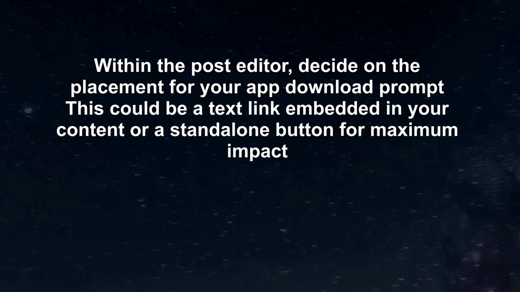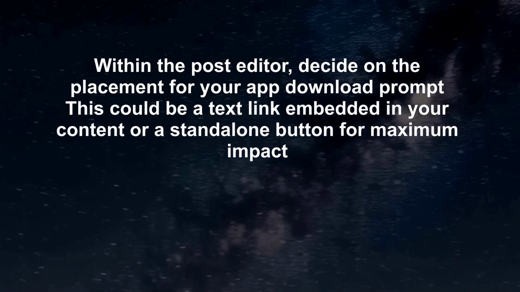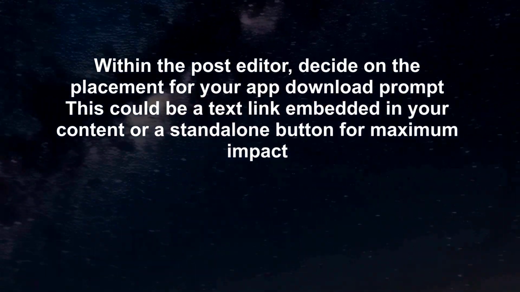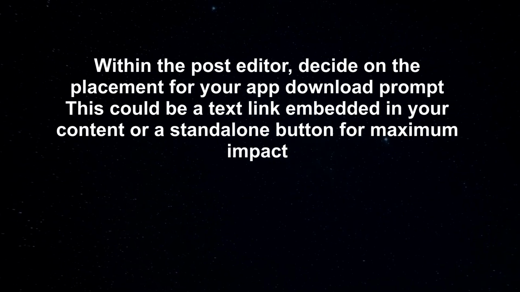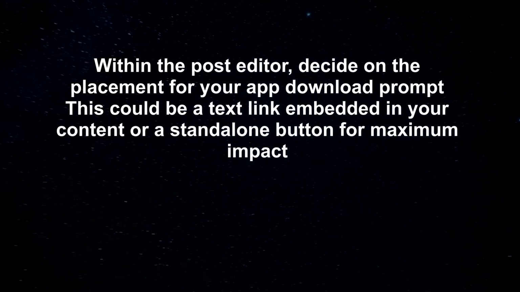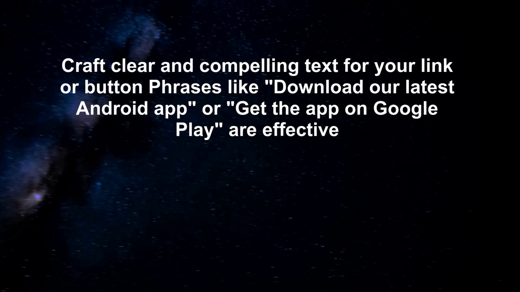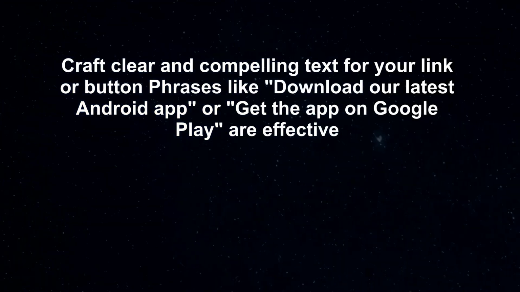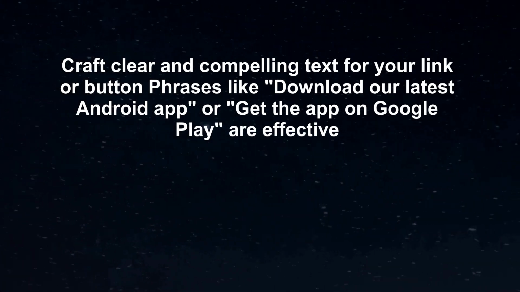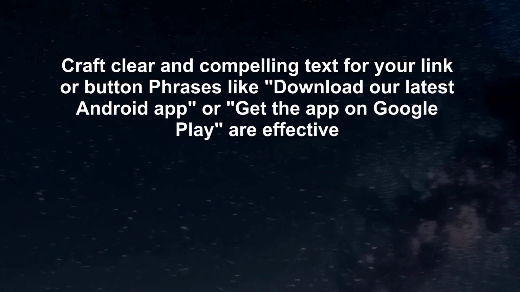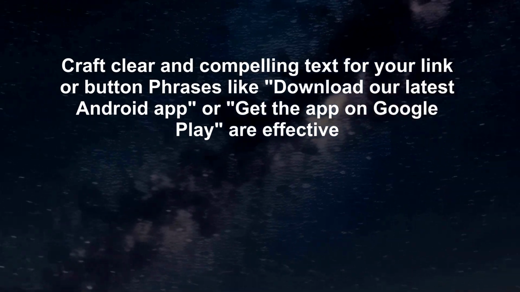Within the post editor, decide on the placement for your app download. This could be a text link embedded in your content or a standalone button for maximum impact. Craft clear and compelling text for your link or button. Phrases like "download our latest Android app" or "get the app on Google Play" are effective.